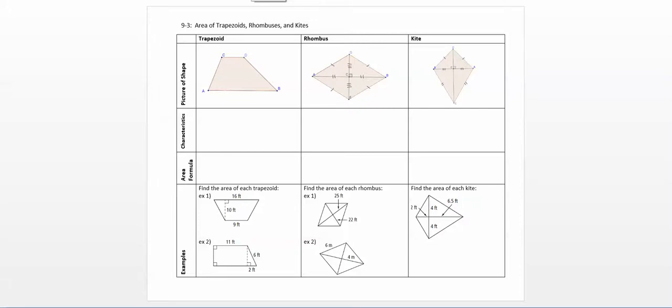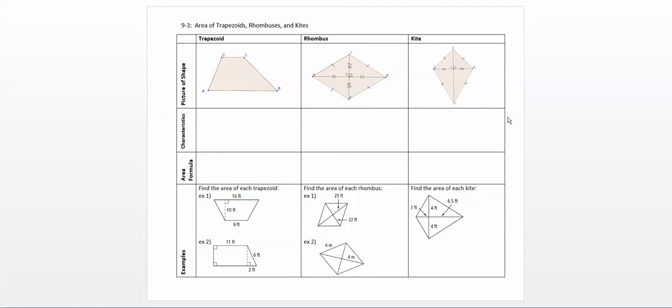Okay, Miss Marsh here. We're going to be looking at section 9.3, area of trapezoids, rhombuses, and kites. What you're looking at right now is something that you can download and print for yourself, which I expect you to do. If you cannot print it, then you can just take the same notes on a piece of paper, although it's going to be a lot easier if you can print it.